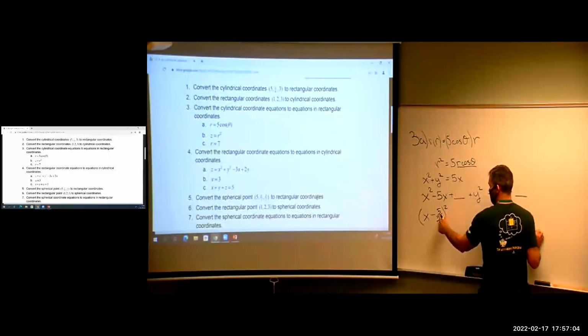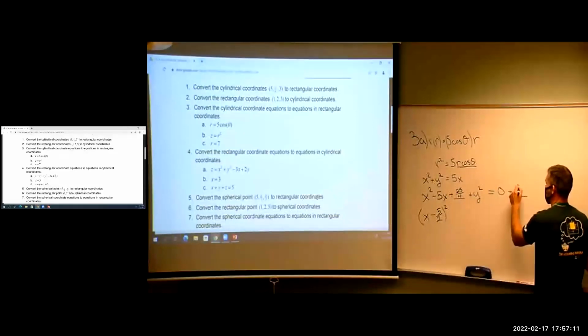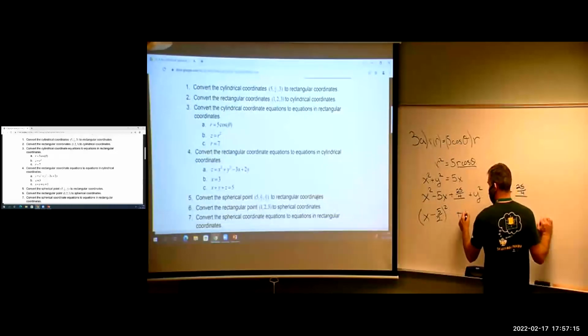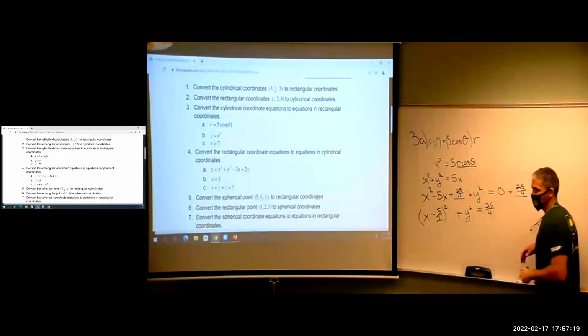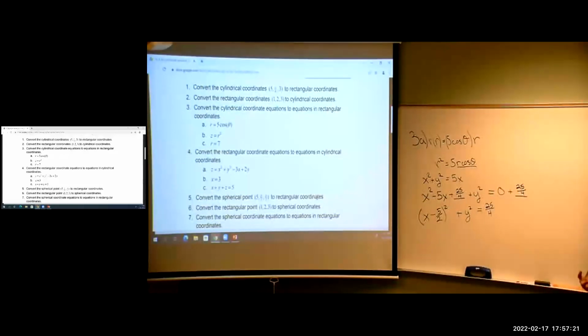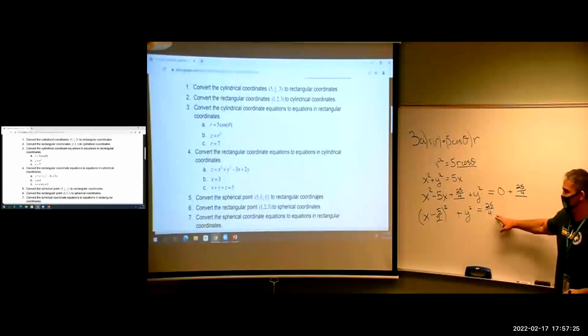So what goes here is negative 5/2 squared. And then we got to keep our balance. Plus y squared equals 25 over 4. Now we know we have a circle centered at 5/2 comma 0 with a radius of 5/2, because remember this is the radius squared.